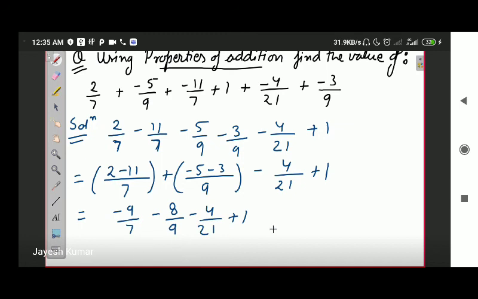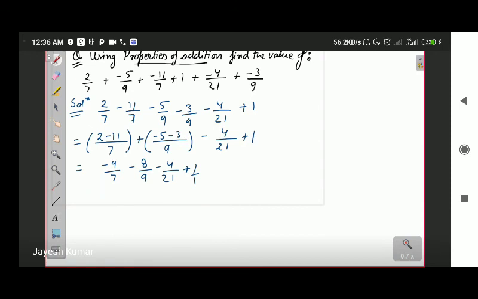Okay, now we have to solve it as it is. Now we cannot escape the longer method. So we will observe that the denominators of all the numbers are different. We have denominators 7, 9 and 21 and 1. So what we need to do is find the LCM of all the denominators. So let's see the LCM of 7, 9, 21 and 1. I am not writing 1, since 1 does not have an LCM.